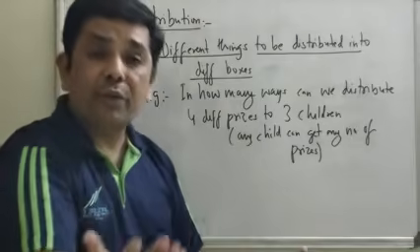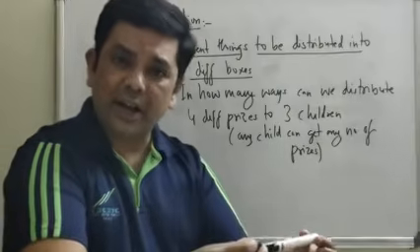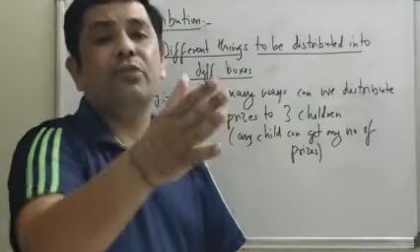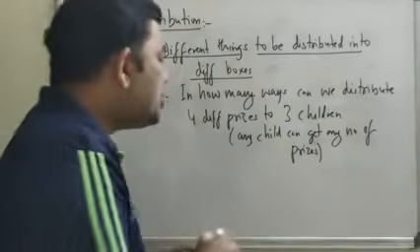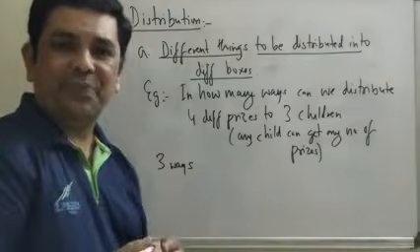How many children do I have in front of me? I have 3 children in front of me. So this marker can be given to any of the 3 children. So the first prize can be distributed in 3 ways.